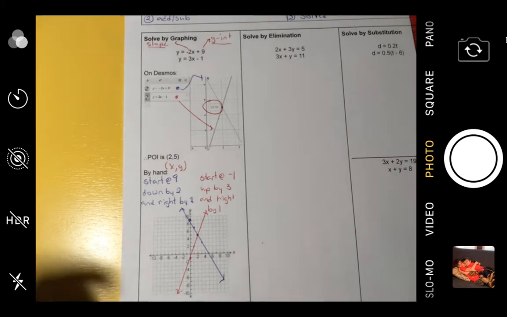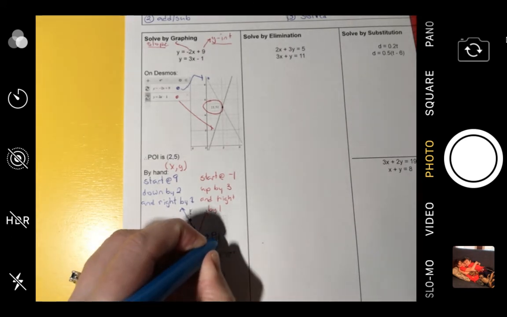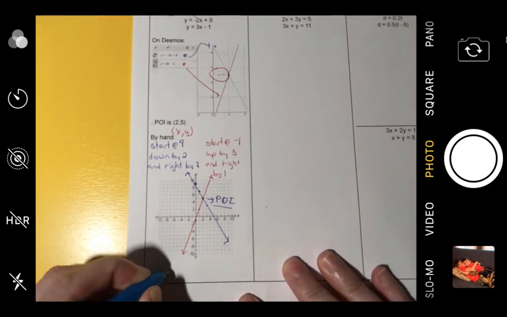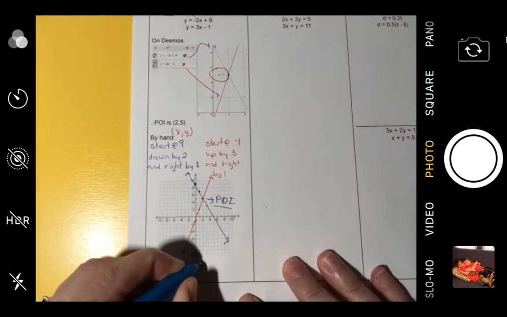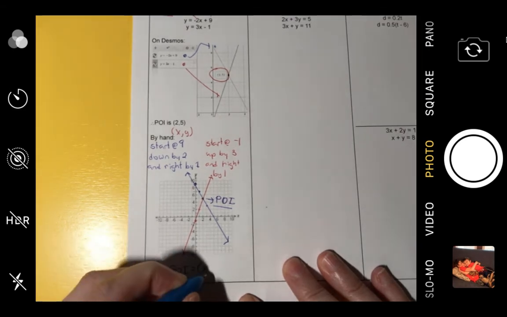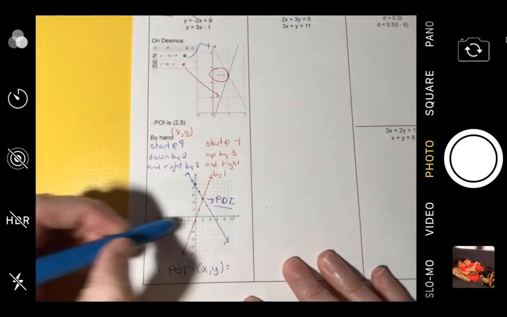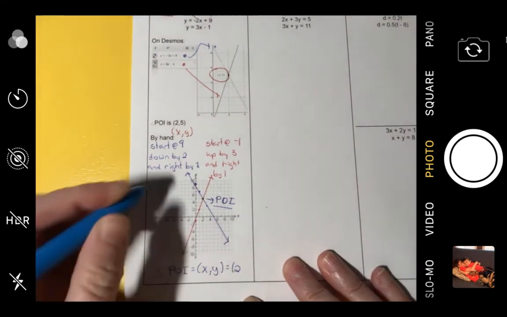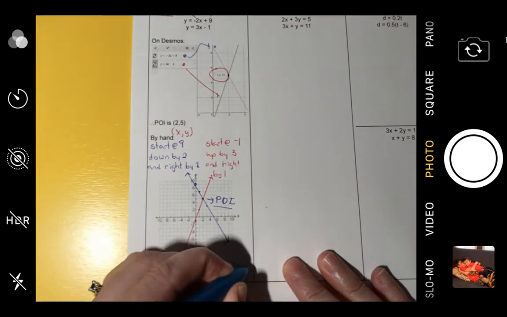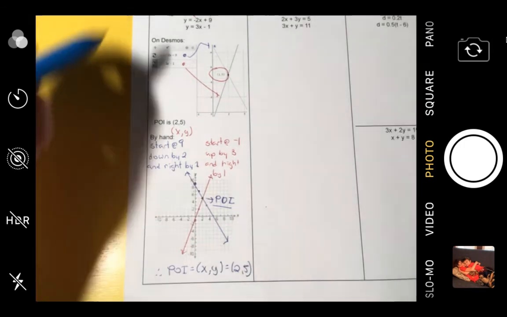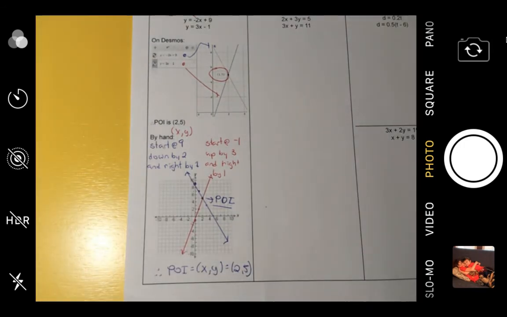So this is our POI right here, our point of intersection. So therefore, our point of intersection is, remember, you're going to write your x value first, and then your y. X is along the horizontal, so 2, and the y value is 5. And it should obviously make out to be the same as the Desmos solution because we are solving the same equation. So that's how you can solve by graphing, okay?